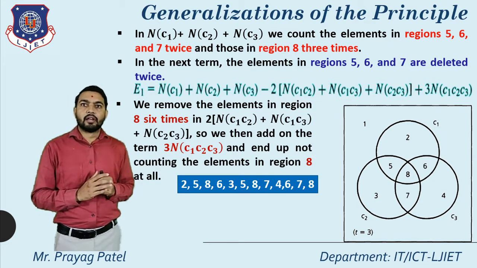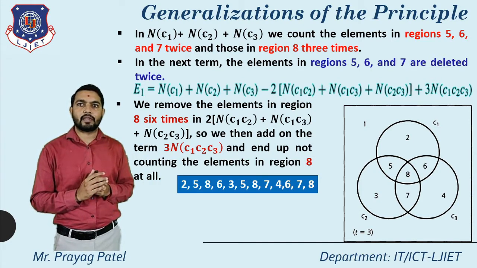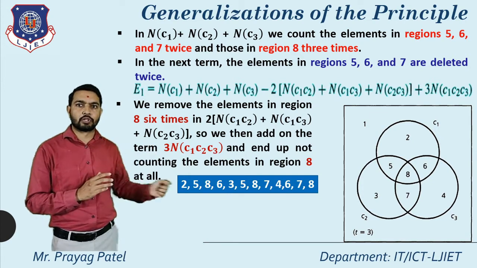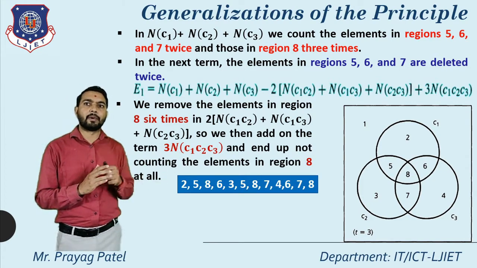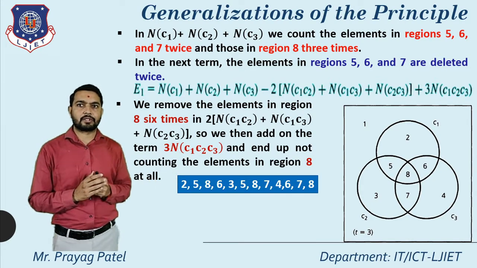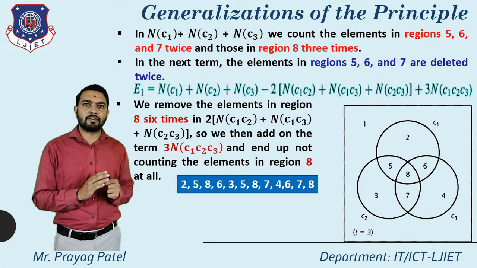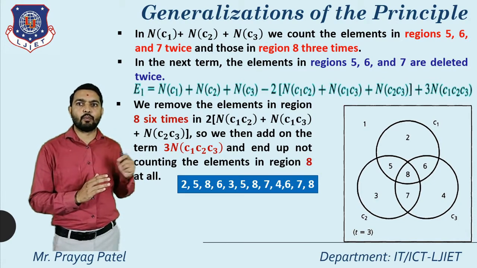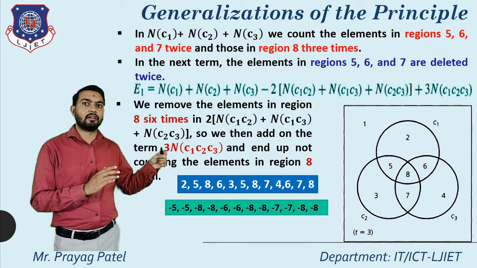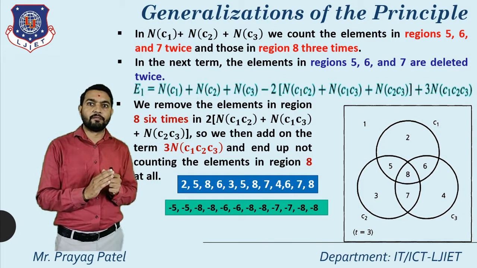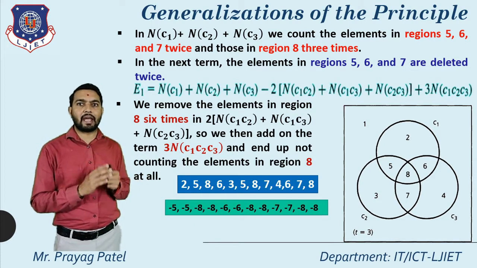Okay. Then here we can say that 5, 6 and 7 are used twice and 8 is used 3 times. So see in this scenario, 5 is repeated 2 times, 6 is repeated 2 times, 7 is repeated 2 times and 8 is repeated 3 times. Now the second term, 2 times N(C1C2) plus N(C1C3) plus N(C2C3). In this term, how many times is a particular element repeated? So for that, here we write the minus sign and we use minus 2 in front of N(C1C2), N(C1C3), N(C2C3). That means we have to write every term 2 times.